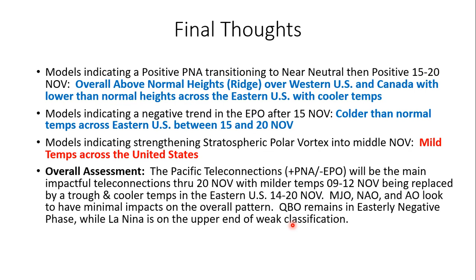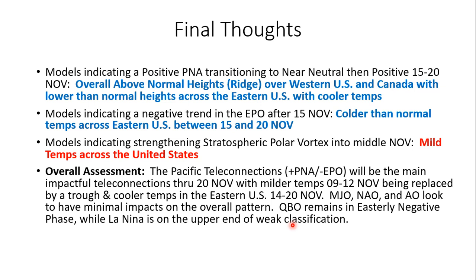Now these are the two big ones I believe this week, once again very similar to last week. The models now indicate the PNA is going to transition near neutral, but just briefly, and then it's going to go back to positive between the 15th and the 20th of November. So with that, we'd expect overall above normal heights, an upper level ridge over the western U.S. into western Canada, with lower than normal heights and cooler temperatures across the eastern U.S. And really that targeting period, again, is 15 to 20 November.